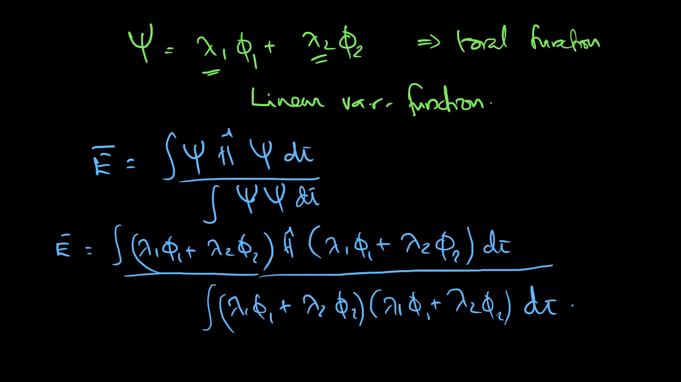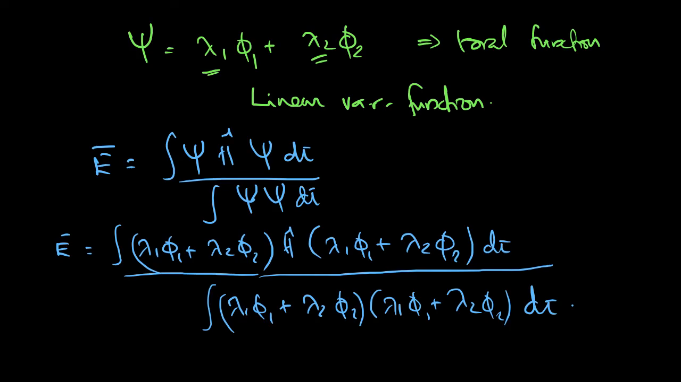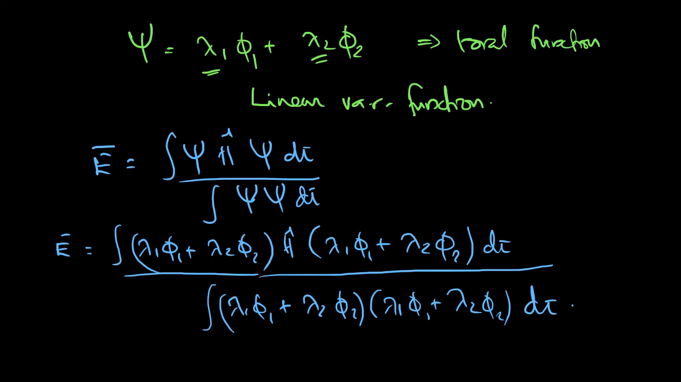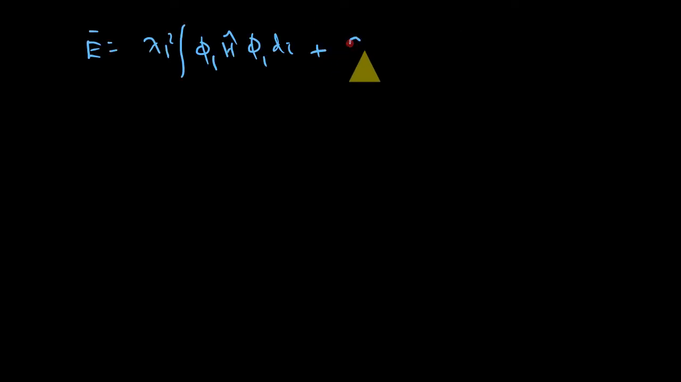When I am going to expand this expression, how will it appear? We will see. That is E bar is equal to lambda 1 phi 1 H cap lambda 1 phi 1, that we can write as lambda 1 square integral phi 1 H cap phi 1 d tau, right? Lambda 1 square integral phi 1 H cap phi 1 d tau plus the second term, that is lambda 1 phi 1 H cap lambda 2 phi 2. Okay, so that we can write lambda 1 lambda 2 integral phi 1 H cap phi 2 d tau, plus the third term.